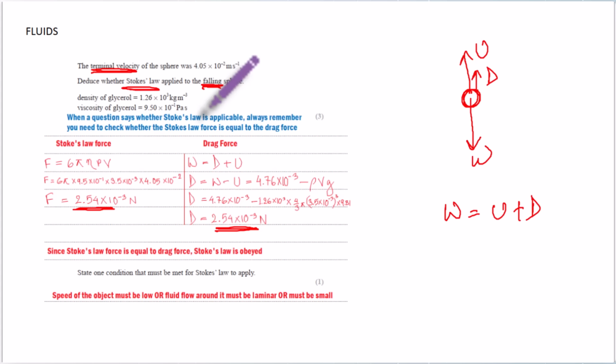And the other most common question is, what are the conditions for Stokes law? So the conditions are: the speed must be low, fluid flow around it must be laminar, and it must be small. And also remember, in Unit 1, every time you come across a question associated with temperature, you directly link it with viscosity, because temperature is always associated with viscosity.